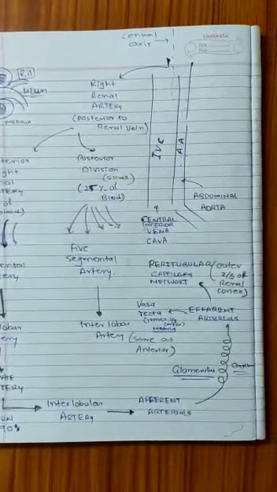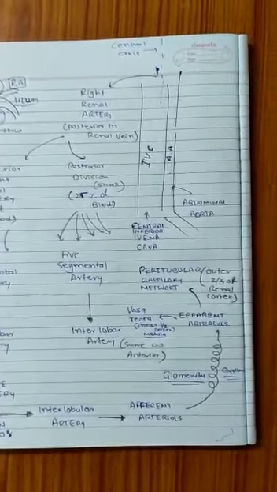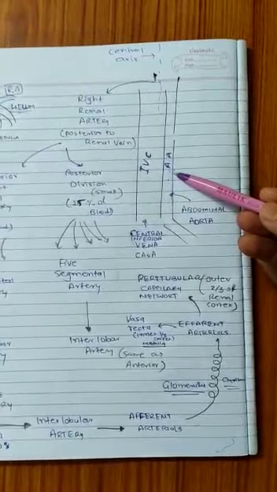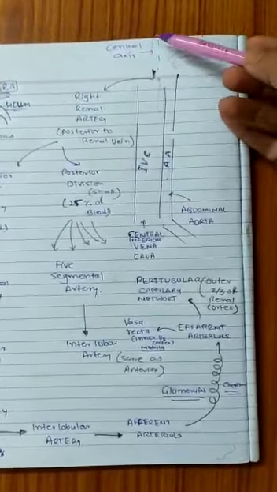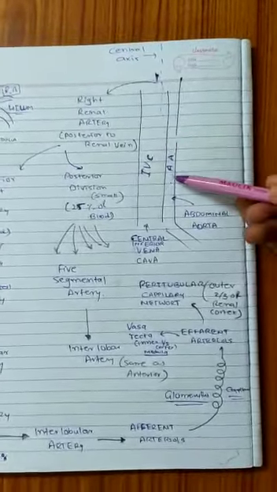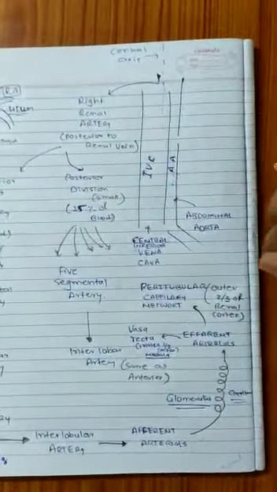Hello guys, today's topic is blood supply to the kidney. We will start from the abdominal aorta. We can see here the central axis. This abdominal aorta is shifted toward the left side.